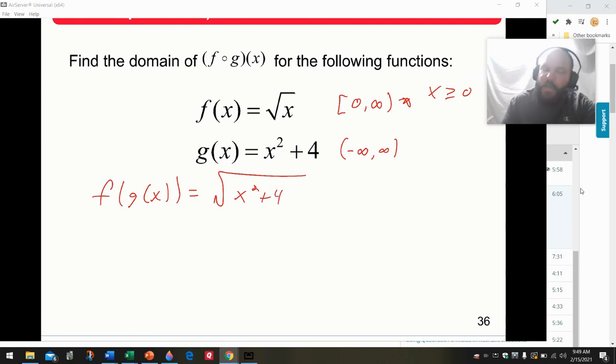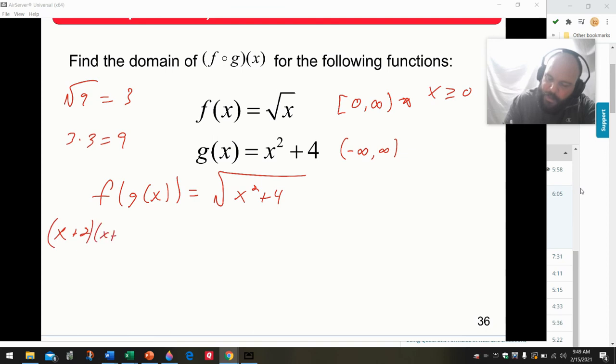x squared plus 4. Now, looking at this, you might be very tempted to write x plus 2. If you do that, that is wrong. Remember the square root. If I take the square root of 9, that gives me 3, which means 3 times 3 equals 9. If I took the square root of x squared plus 4 and I wrote x plus 2, that means if I multiply x plus 2 together, I should get x squared plus 4, but I don't. If I FOIL those together, I get x squared plus 4x plus 4. So what that means is this does not equal x plus 2.